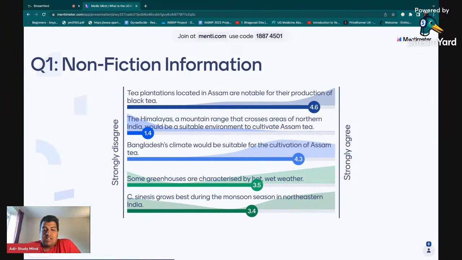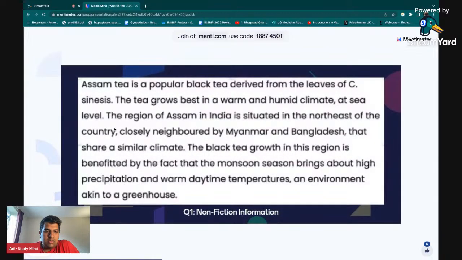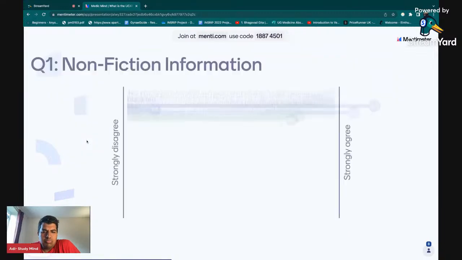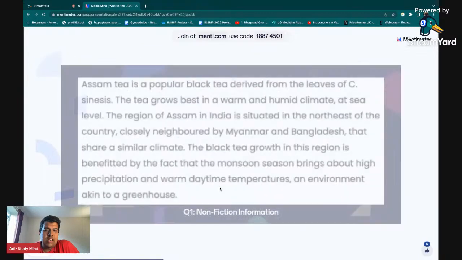And in this case, I would probably agree with it more than I disagree, as you guys rightly chose. Finally, ceasiness grows best during the monsoon season in northeastern India. So the mention of that was here. It's a popular black tea derived from the leaves of ceasiness. The tea grows best in a warm and humid climate at sea level. So yeah, it's northeastern India.